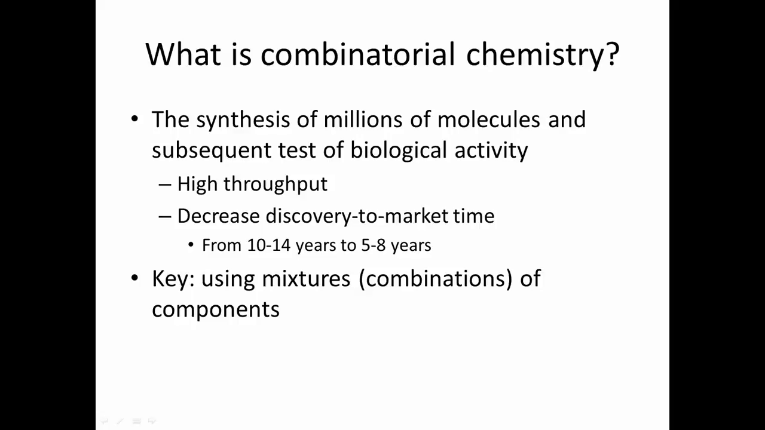I showed you a slide from last time, the drug discovery lecture, that said the discovery to market time was roughly anywhere from 10 to 15 years, or 10 to 14 years. Using combinatorial chemistry, we can decrease the discovery to market time to maybe 5 to 8 years. The key here is using mixtures of components or combinations of components. So let's take a look at how that might work.